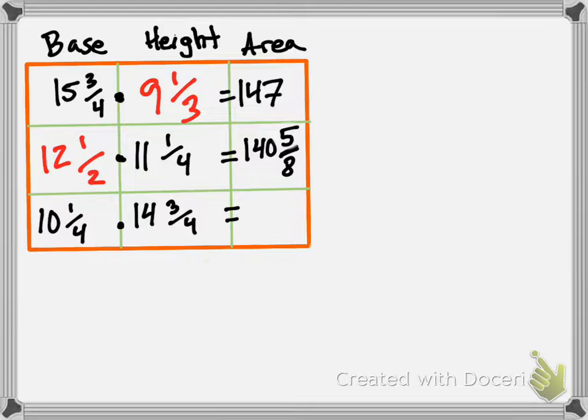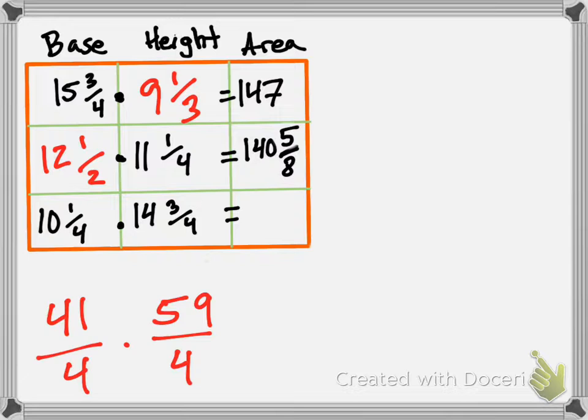We have 10 and a 4th. That's going to be 41/4. We have 14 and 3/4. That's going to be 59/4. And we're going to get it equal to something. We can't cross cancel anything. We already know that because 4s and 4s are even and the other ones are not. So we get over 16.